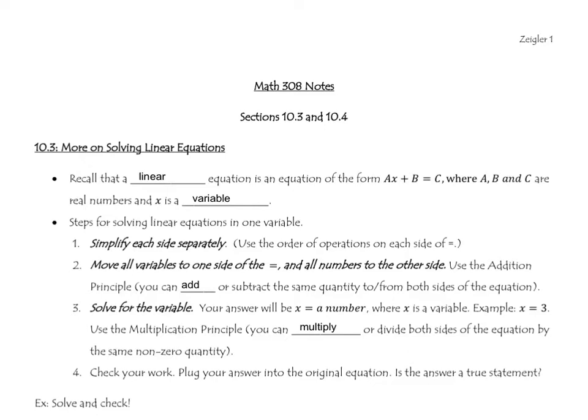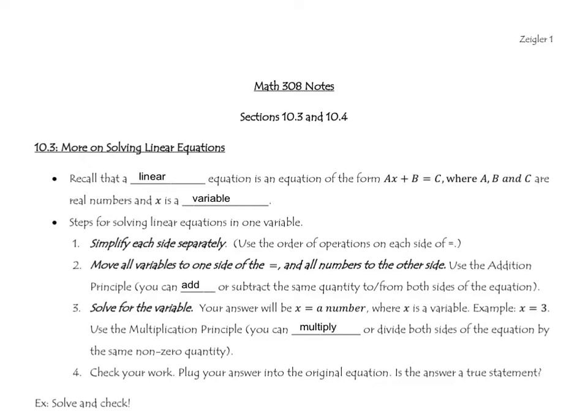So your first step is to simplify each side separately. The next step, move all of your variables to one side of the equal sign and all of your numbers to the other. You can use your addition principle to add or subtract from both sides of the equation. Third step, you need to isolate your variable, get your variable by itself. And you do this by multiplying or dividing using the multiplication principle.